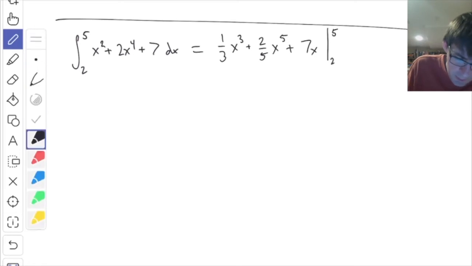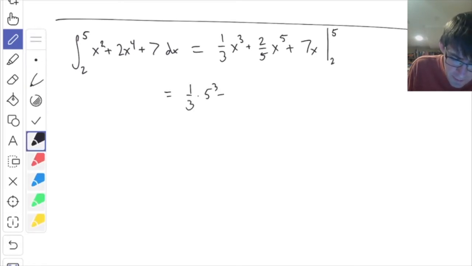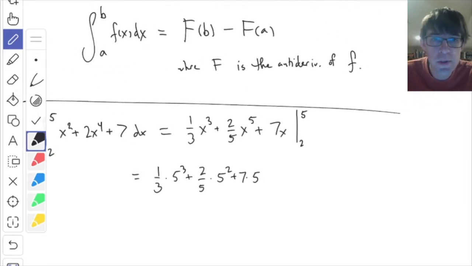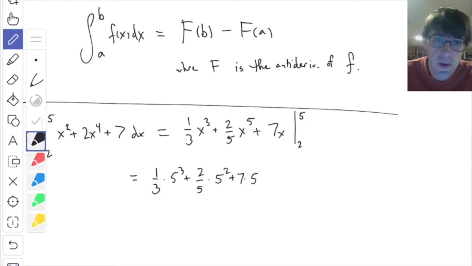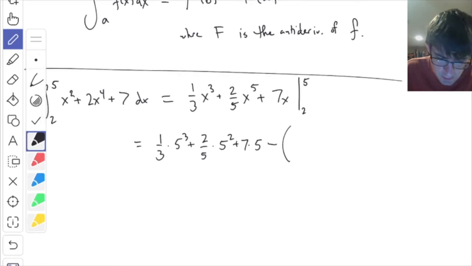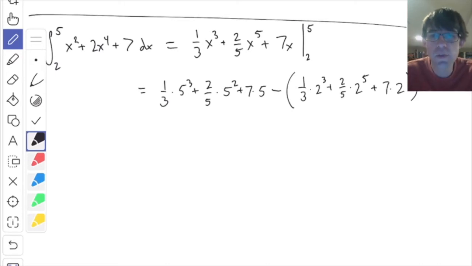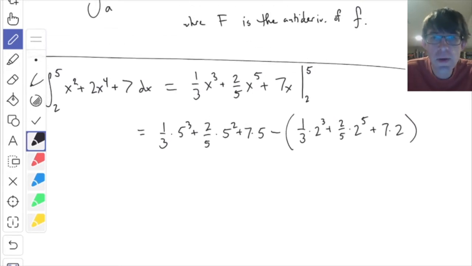Anyway, what is it? I plug in. I get 1/3 times 5 cubed. I'm plugging in 5 everywhere. Plus 2/5 times 5 squared plus 7 times 5. That was, in the theorem here, big F of 5, right? And then I go minus. You better put parentheses here. 1/3 times 2 cubed plus 2/5 times 2 to the 5 plus 7 times 2. I plugged the 2 in everywhere. All right, and that's the answer.